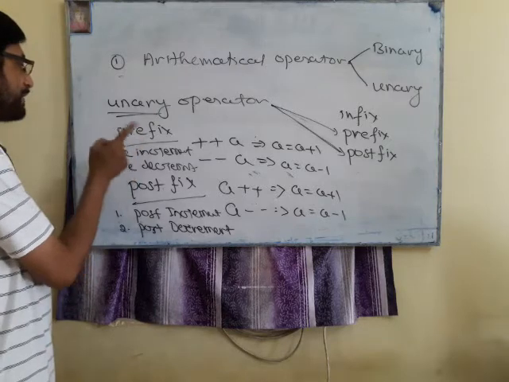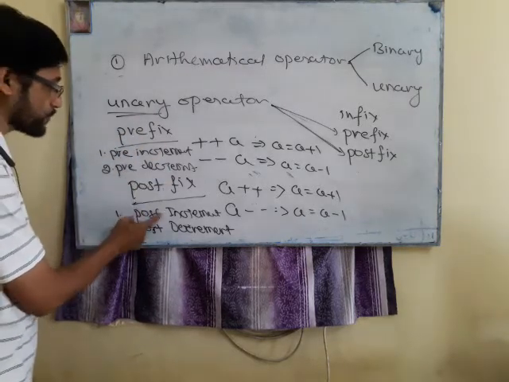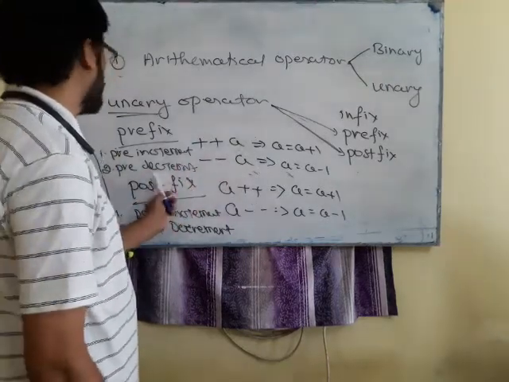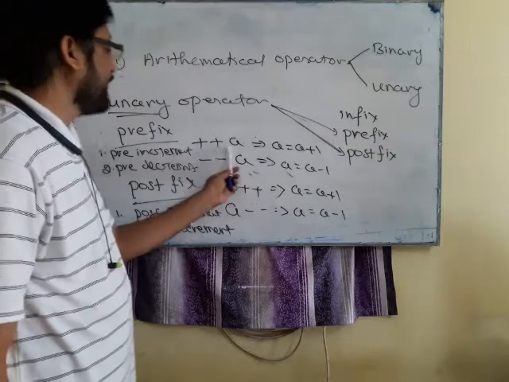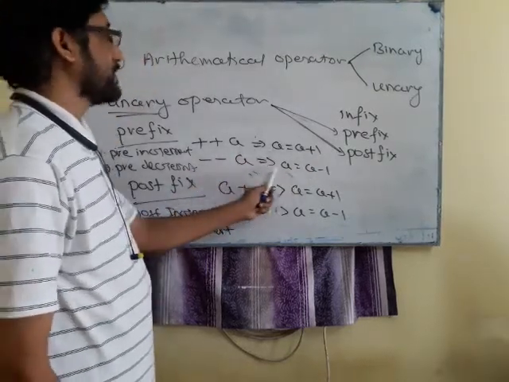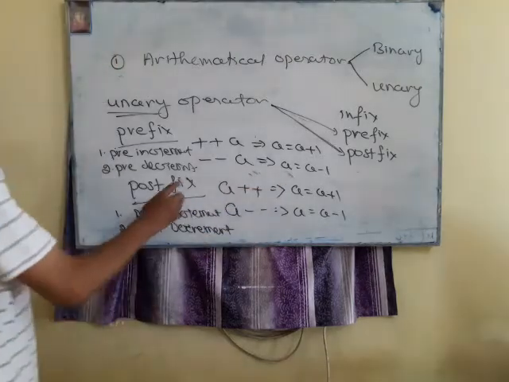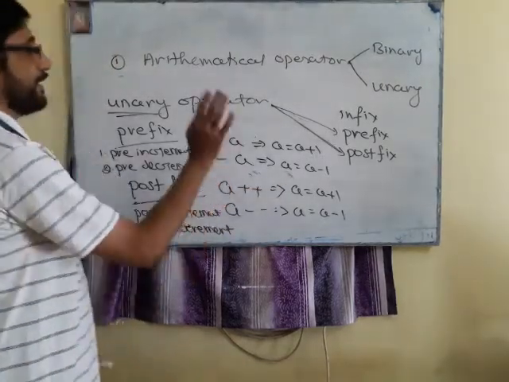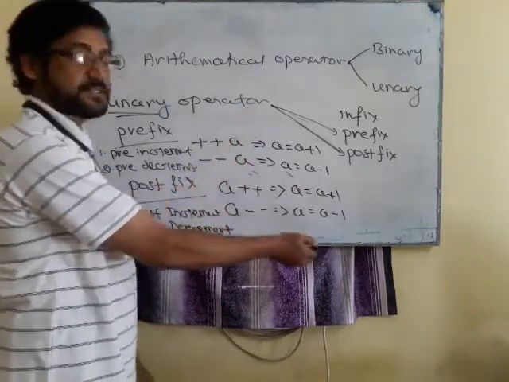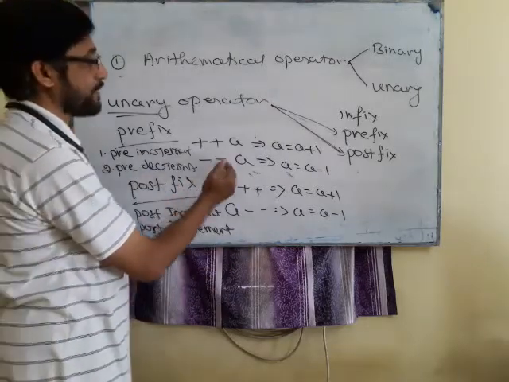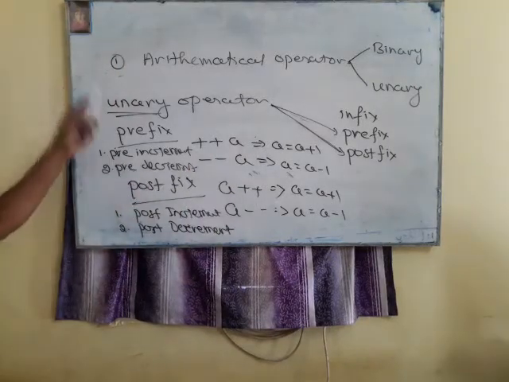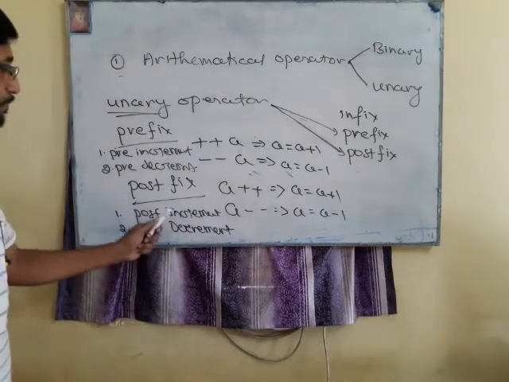Prefix can be pre-increment, pre-decrement. Postfix can be post-increment, post-decrement. In pre-increment, for example plus plus a, and pre-decrement minus minus a. The meaning is plus plus a means a is equal to a plus 1, minus minus a means a is equal to a minus 1. In pre-increment, at first the value of the variable will increase by 1, then the rest of the expression will be evaluated. In pre-decrement, at first the value of the variable will decrease by 1 and the expression will be evaluated.